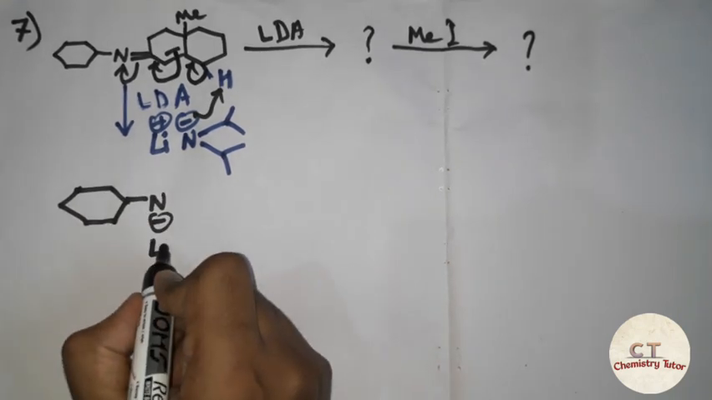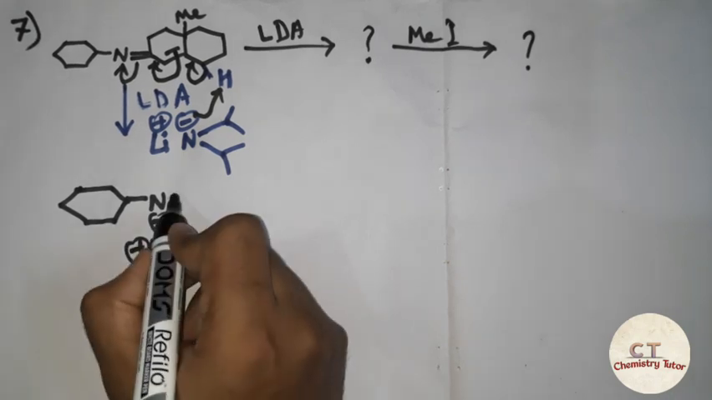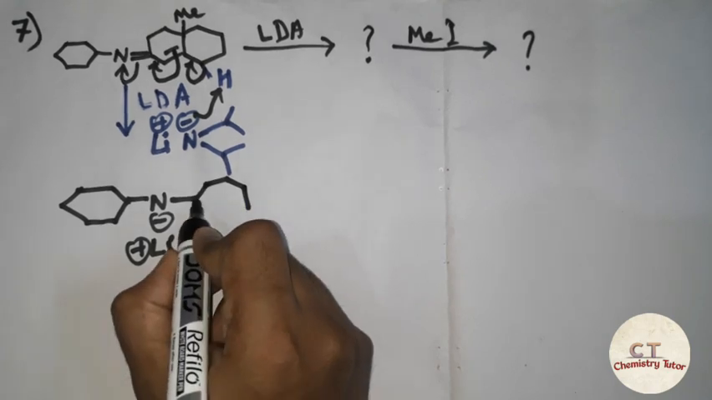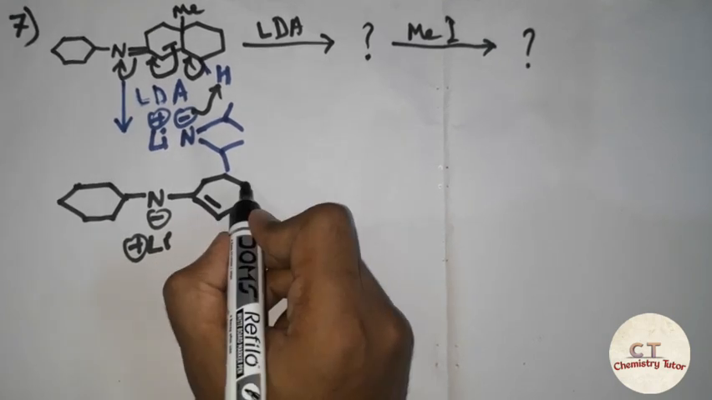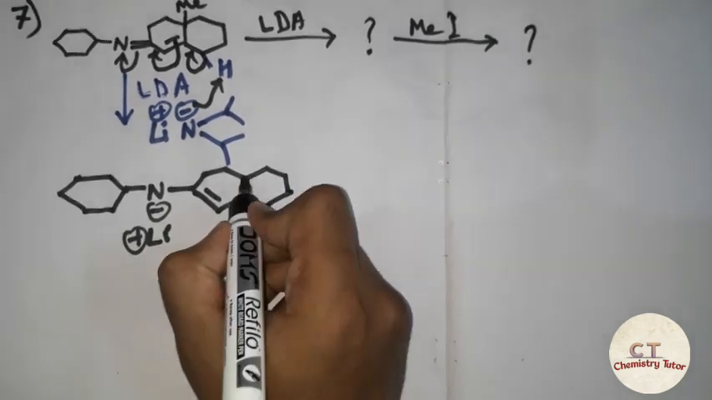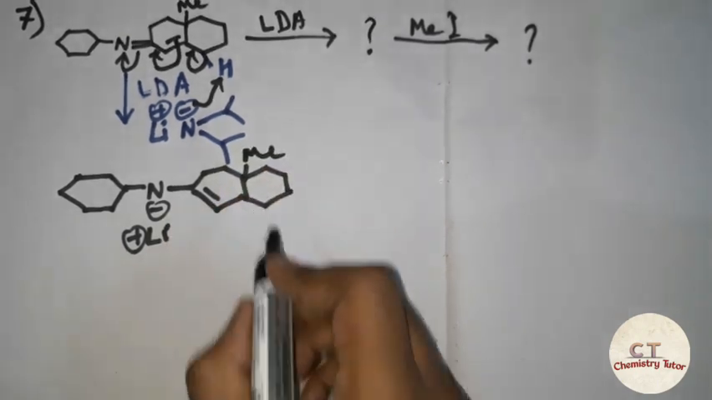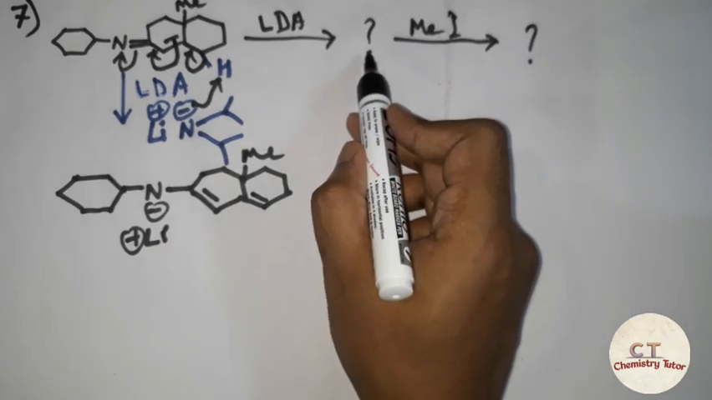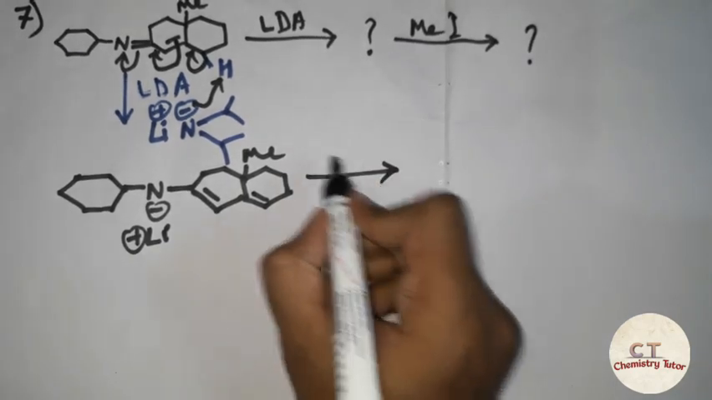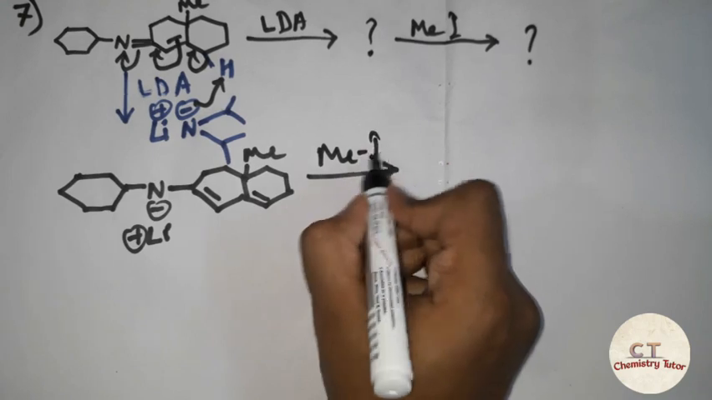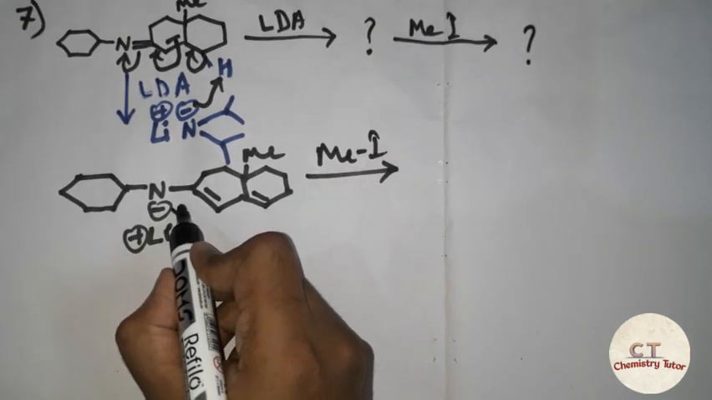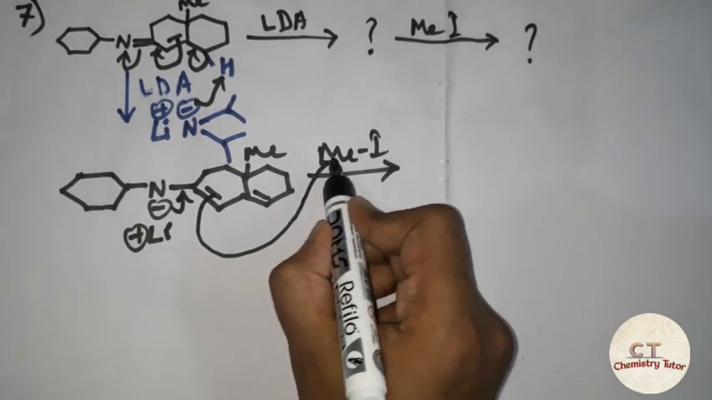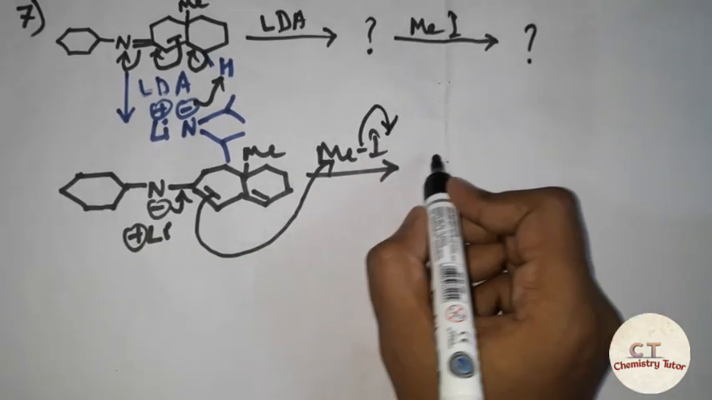negative, with lithium plus, and there will be a double bond formation. This is the product of this step. Then on addition of methyl iodide, this negative charge is again going to come back and this double bond is now going to attack the methyl, and iodine will leave.